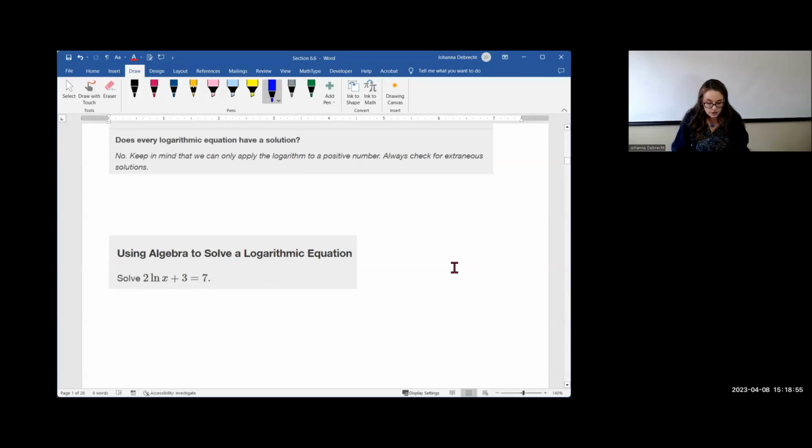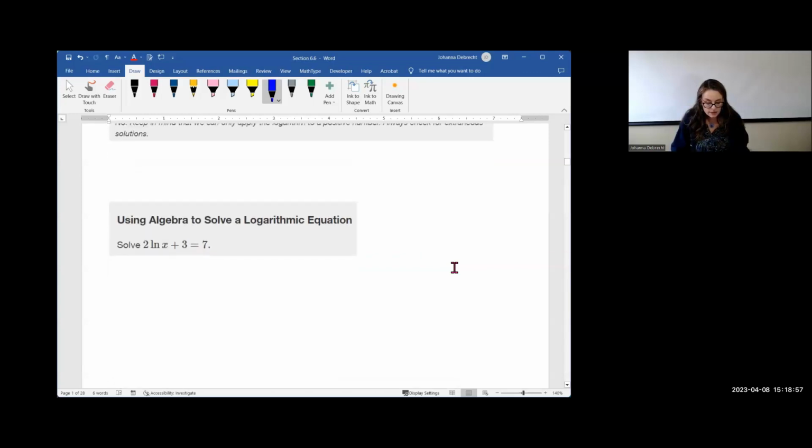We want to take a look at this next one now. This is going to use algebra to solve this. Now, we were solving exponential problems. Now we're switching to logarithmic. So when we're switching to logarithmic, we're going to do very similar steps. We're going to isolate the logarithm, and then we're going to switch forms from logarithmic to exponential and see if that helps.